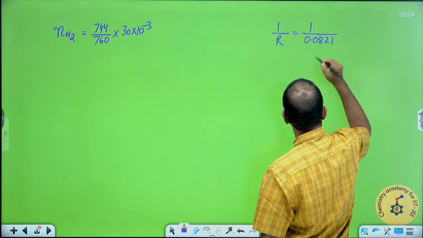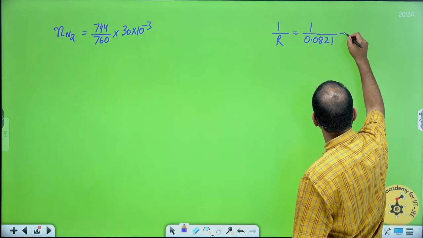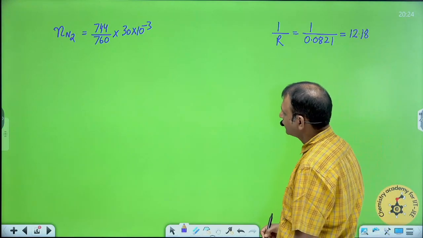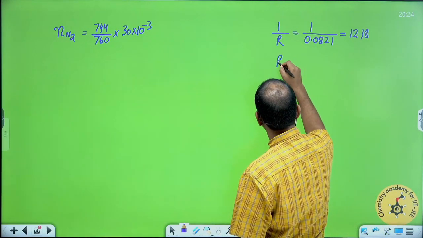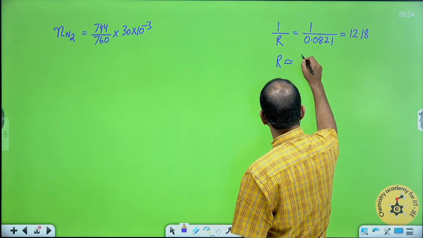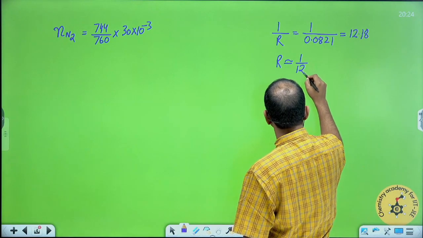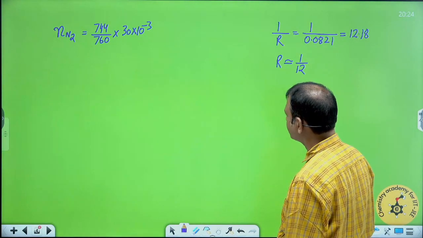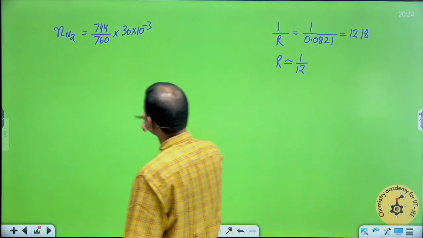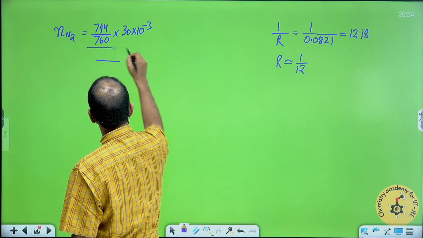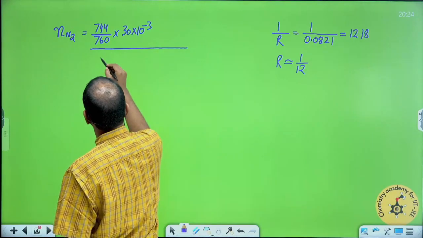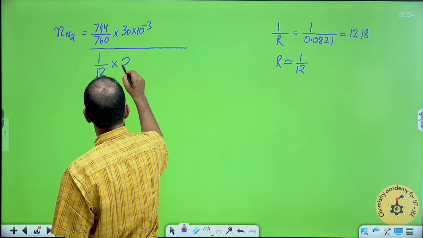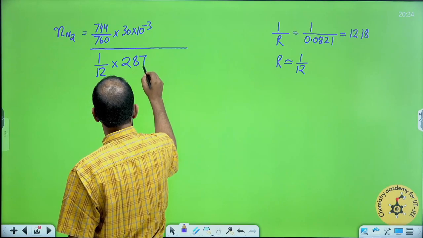So if I simplify this, the exact value of 1 upon R is 12.18. But in many questions while solving, we have taken that the value of R is approximately 1 by 12. We are using this data, right? R is approximately 1 by 12. So if I take this R as 1 by 12, I can write that PV upon RT, the value of R is 1 by 12 and the temperature given is 287. So this is the number of moles.